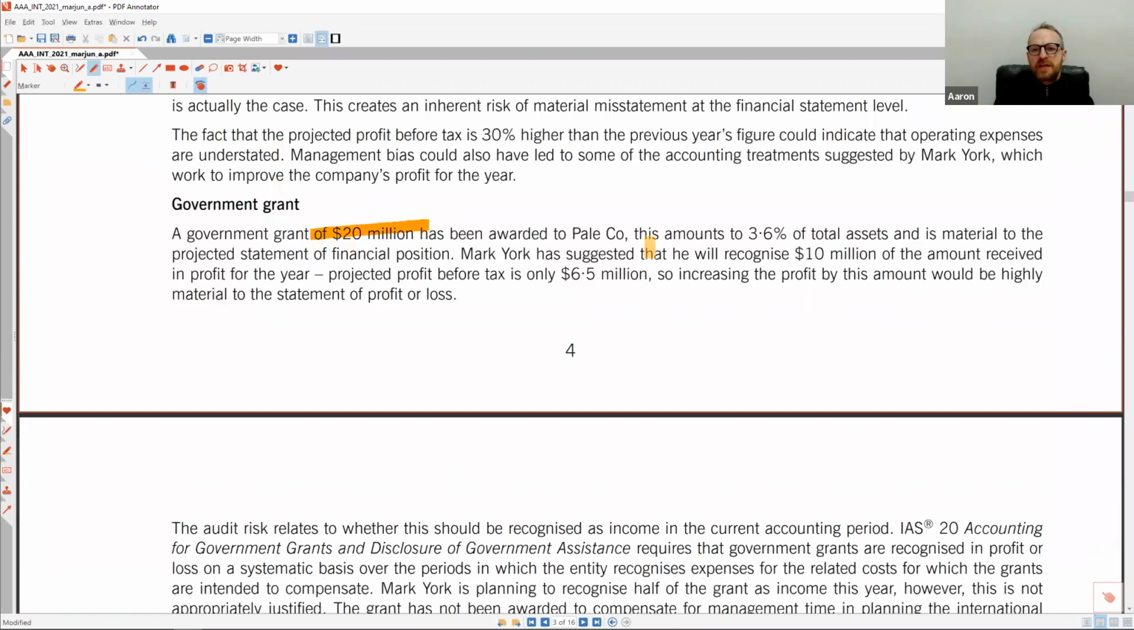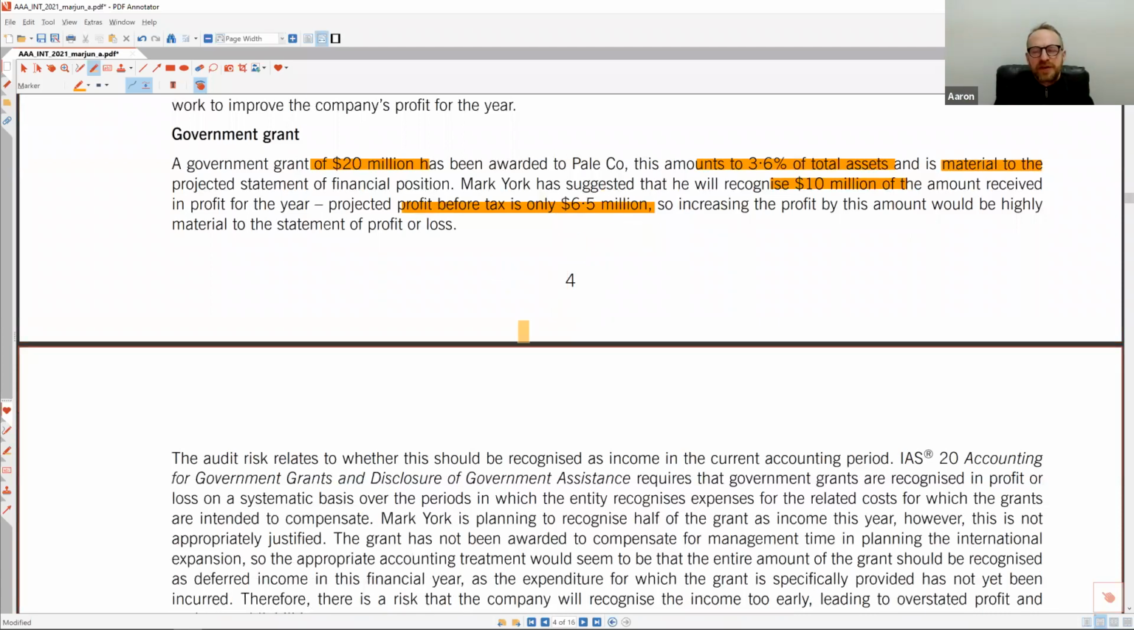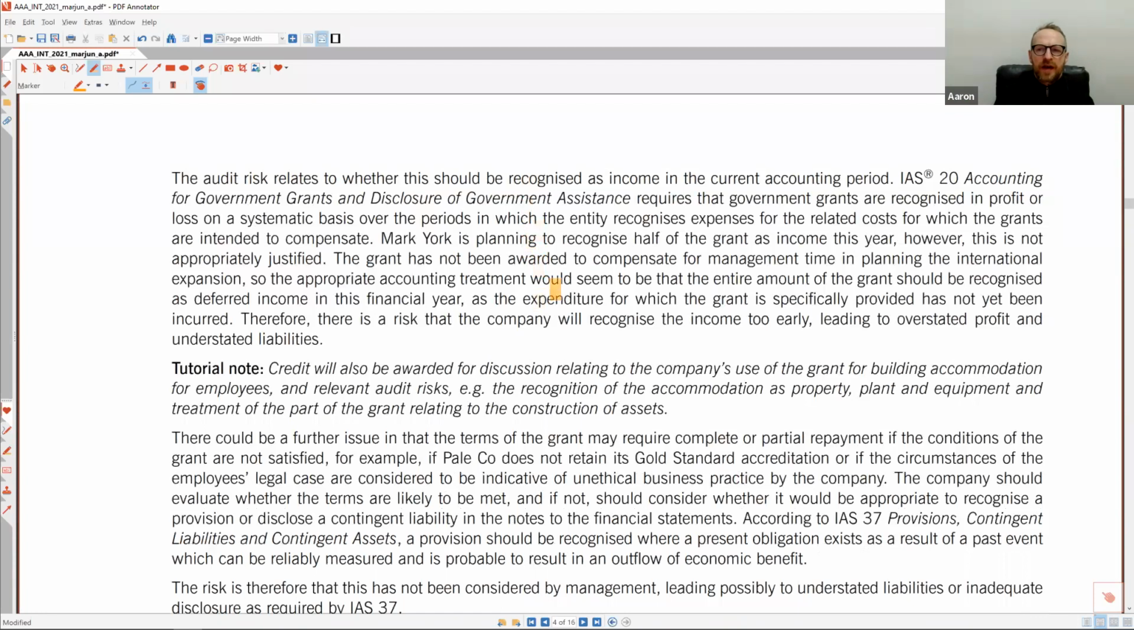Government grant, 20 million, 3.6 total assets, material to the statement of financial position. 1 mark. They've said they're going to recognize 10 million. Profit before tax is only 6.5. I think you might get half a mark for that, possibly, although they might pull it in with materiality, but I'd definitely be saying it anyway. The risk is whether it should be recognized as income. It may be that you've overstated the profit, understated liabilities. It should probably be recognized as deferred income because the expenses don't start until next year. It relates to those. Recognizing half of it doesn't seem to be the right thing to do.